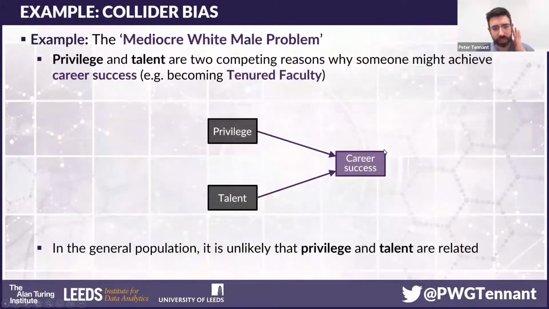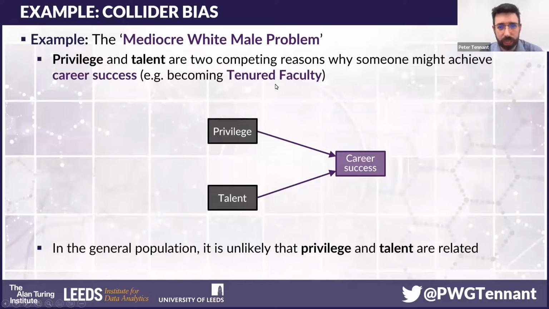To give an example of this, I've chosen the extremely non-controversial mediocre white male problem, which I'm safe to say, because no one's around me at the moment here in the University of Leeds, is certainly a problem here. The idea behind this problem is that we could imagine there are two competing causes of career success, privilege and talent.